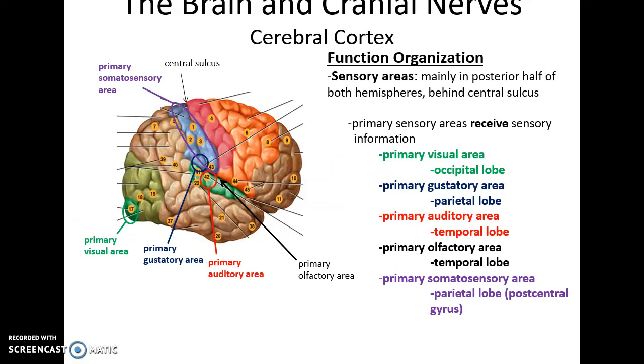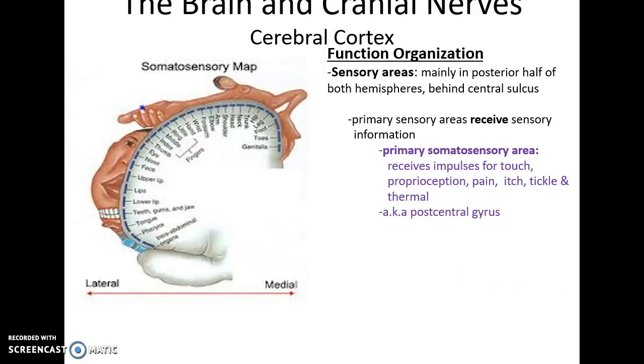Sensory areas. There are various areas within the cerebrum where we receive sensory information. There's the primary visual area found in the occipital lobe, the primary gustatory area found in the parietal lobe, primary auditory area found in the temporal lobe, primary olfactory area found in the temporal lobe, and the primary somatosensory area found also in the parietal lobe, specifically the postcentral gyrus. The sensory areas are pretty localized to where they are.